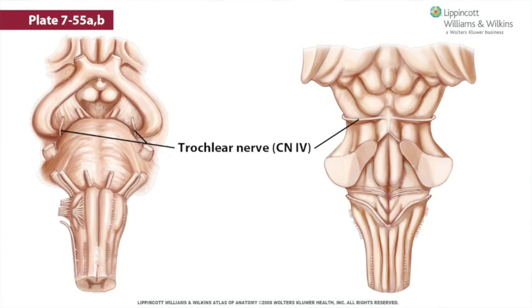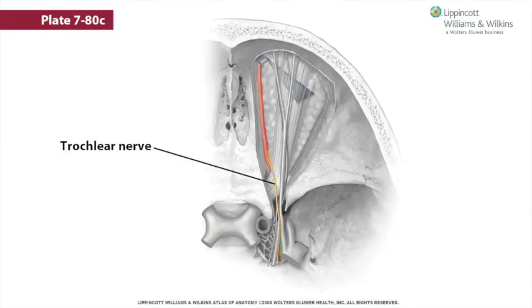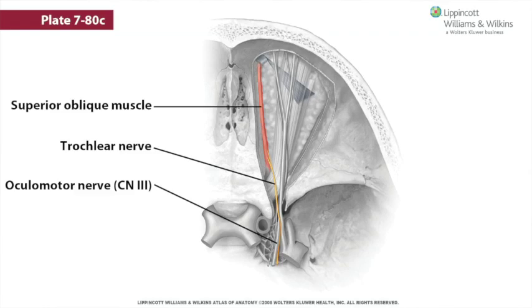Other unique features of this nerve are that it is the smallest of all cranial nerves, and it is the only cranial nerve that emerges from the posterior surface of the midbrain. It pierces the dura mater just inferior to the oculomotor nerve and runs with it through the lateral wall of the cavernous sinus and through the superior orbital fissure to reach the orbit. It then enters the posterior part of the superior aspect of the superior oblique muscle.